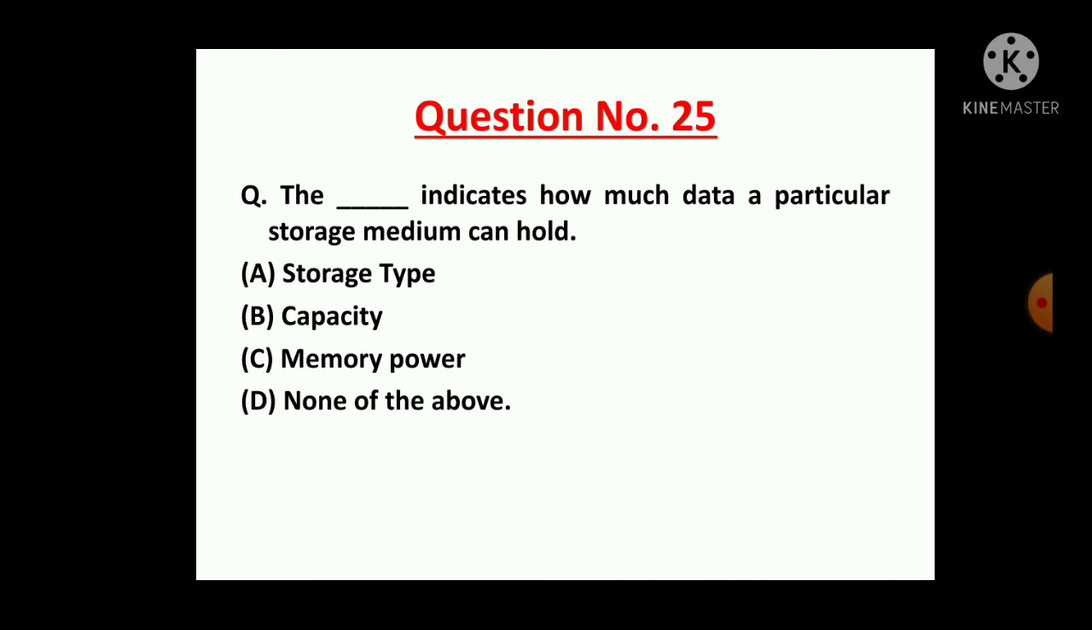क्वेश्चन नंबर 25. The dash indicates how much data a particular storage medium can hold. ऑप्शंस देख लेते हैं. Storage type, capacity, memory power, none of the above. The correct answer is option B, that is capacity.